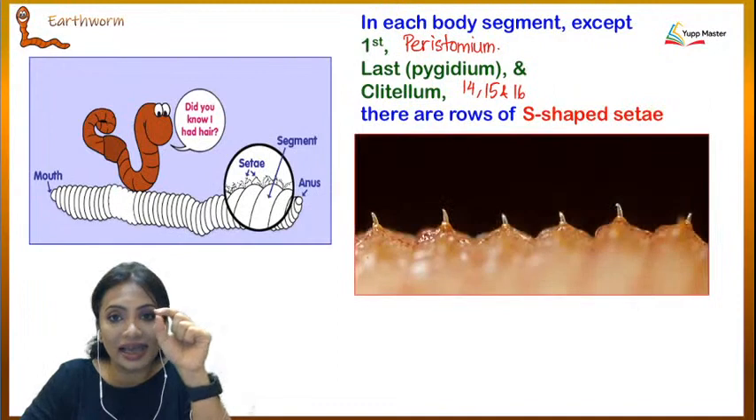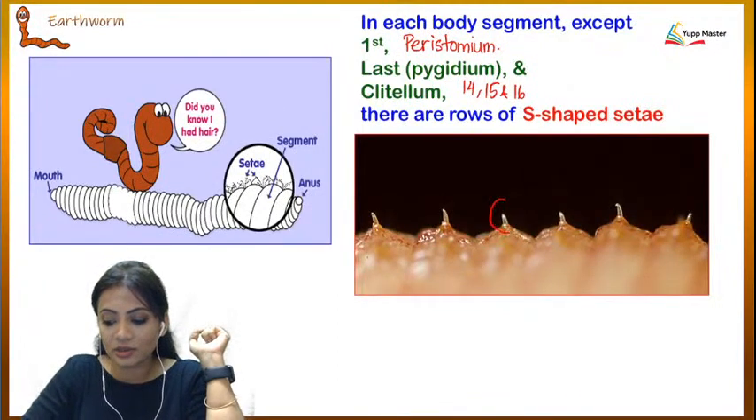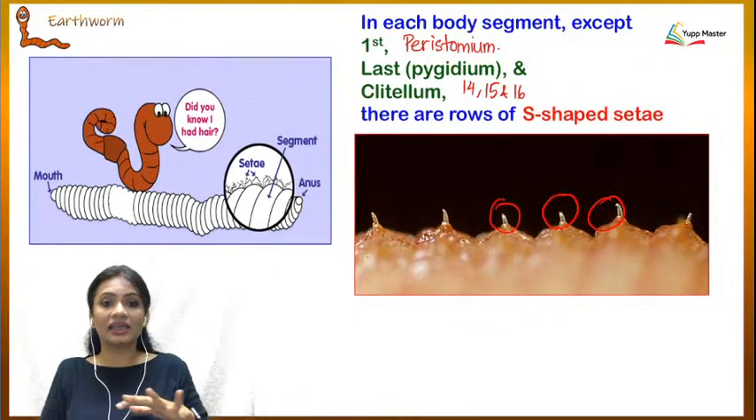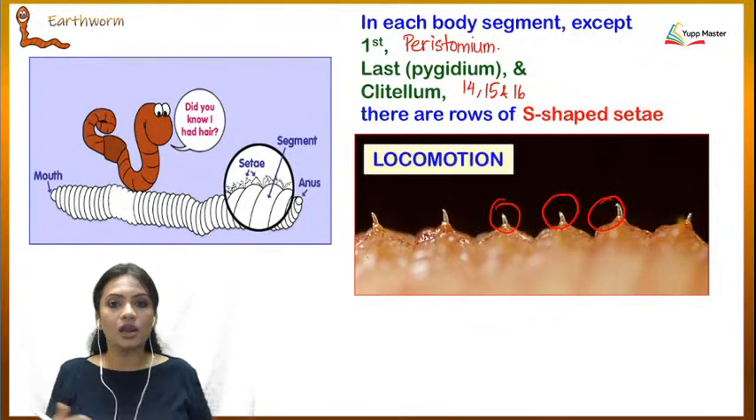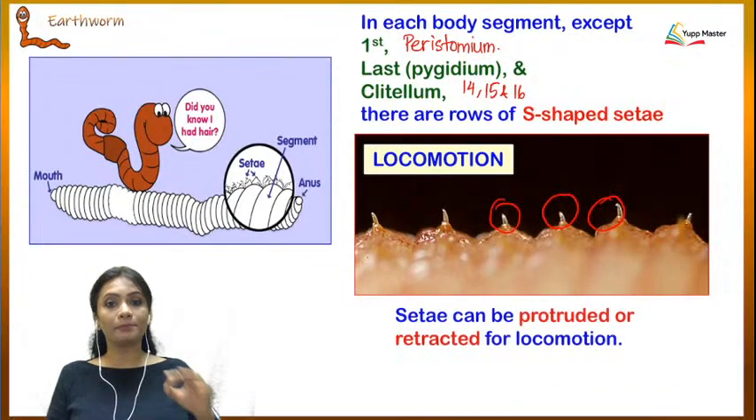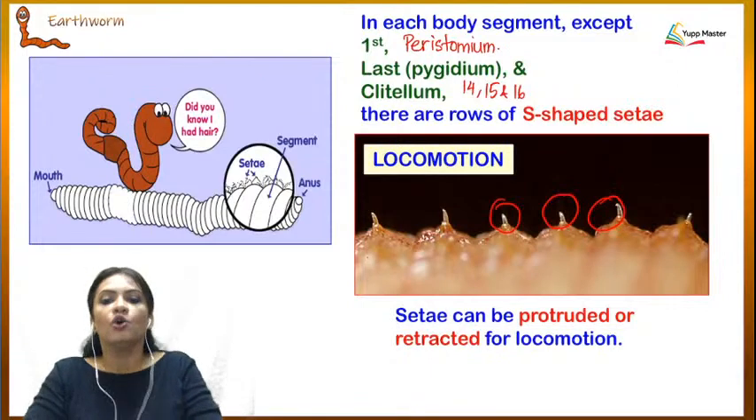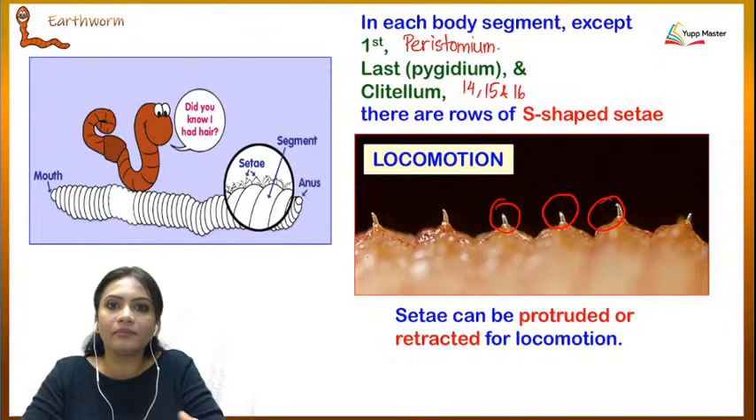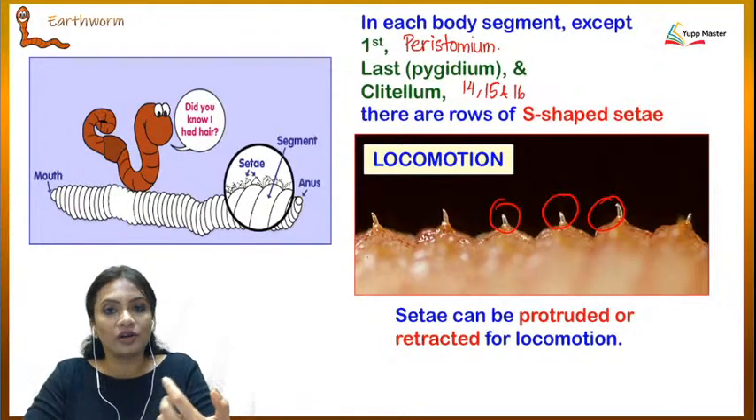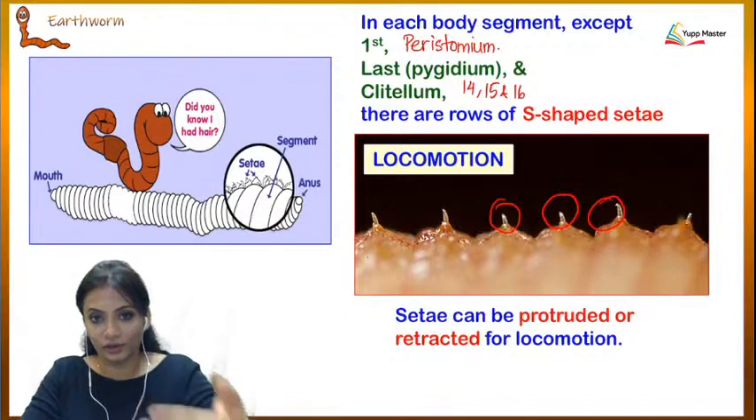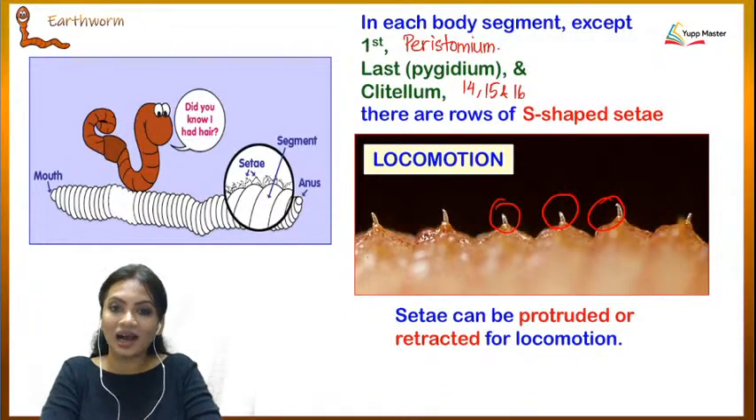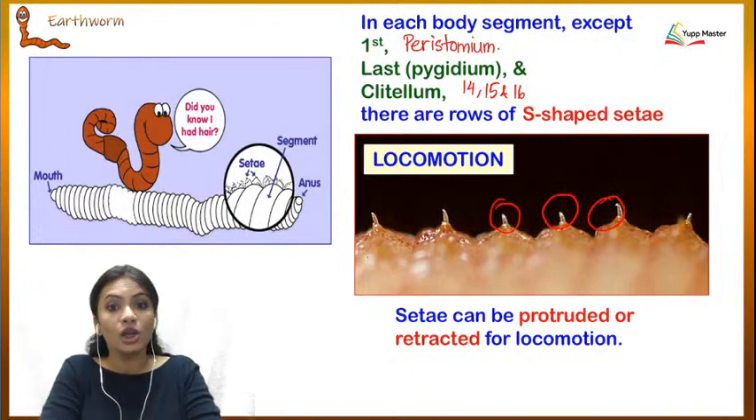These setae are S-shaped setae. Can you see these small setae over here? These setae are going to play a significant role in locomotion for this annelid. So setae are present for performing locomotion. We see that the setae can be protruded or retracted. That is, in order for the earthworm to move forward or move in a backward direction, the setae are present and help in locomotion.